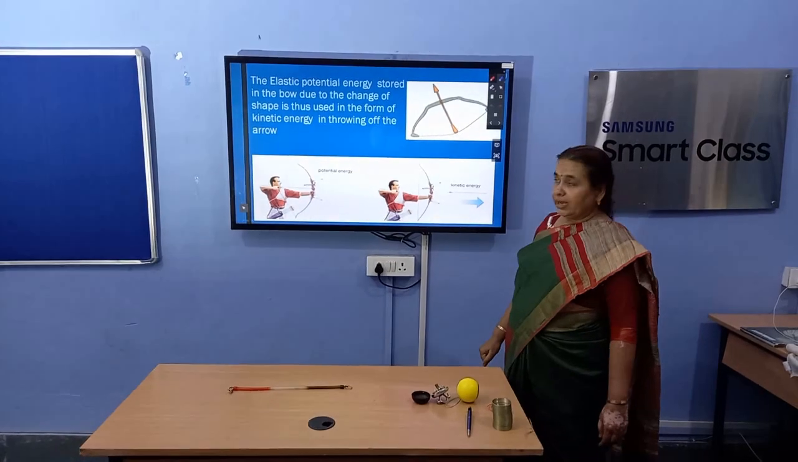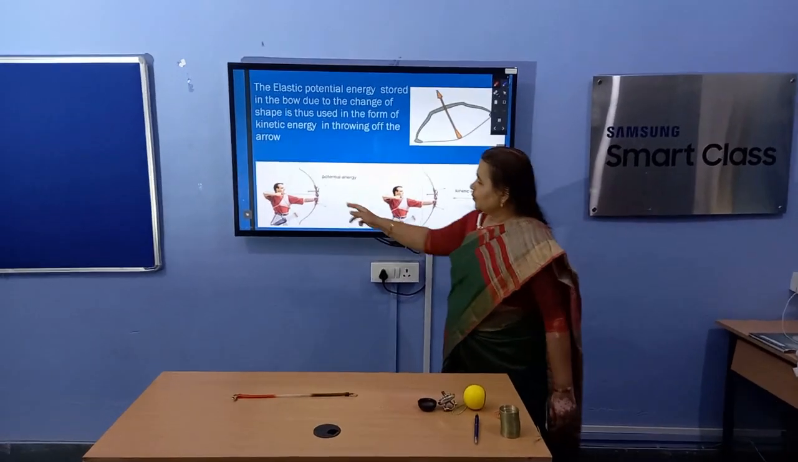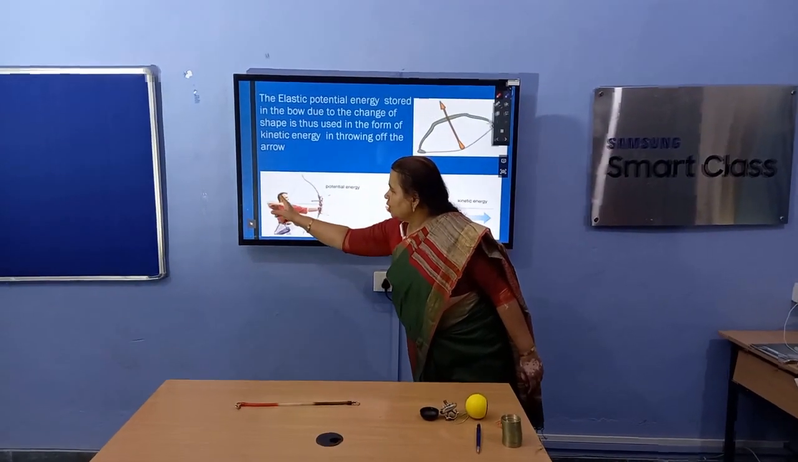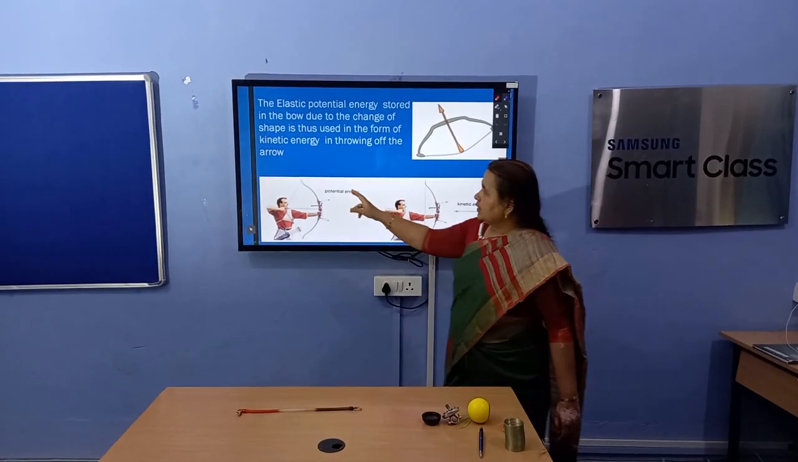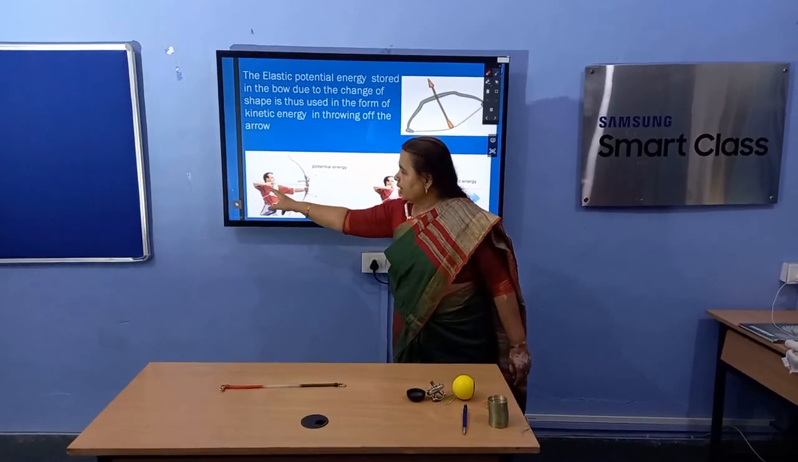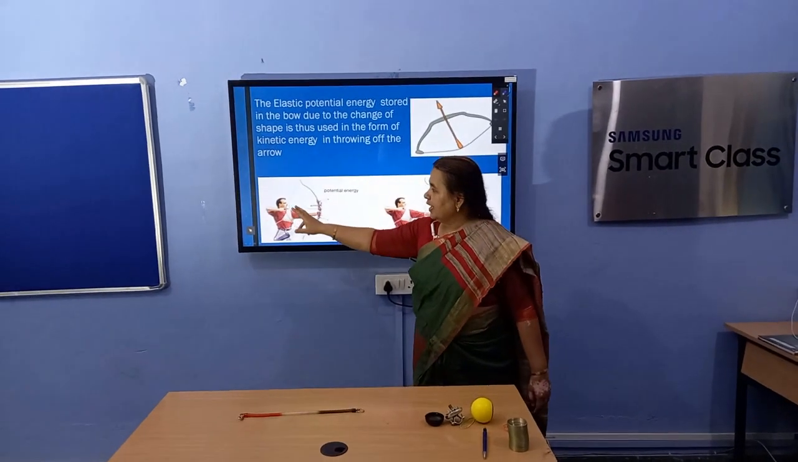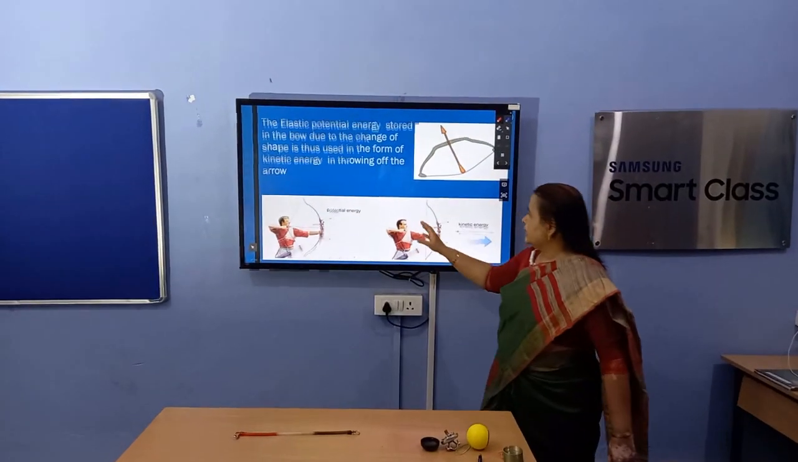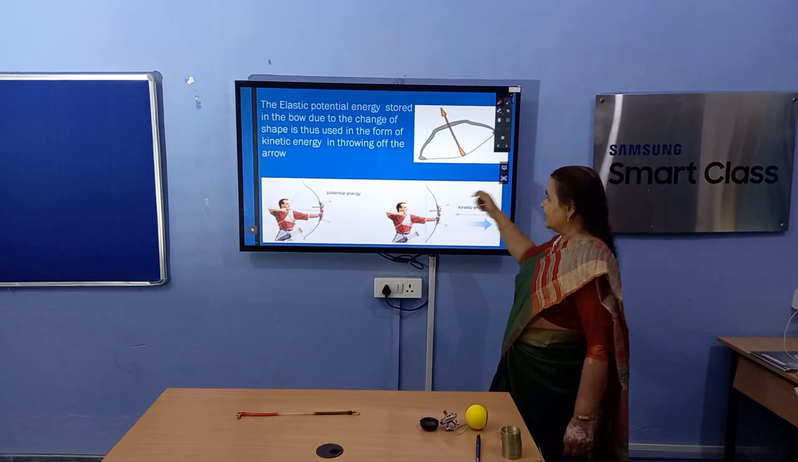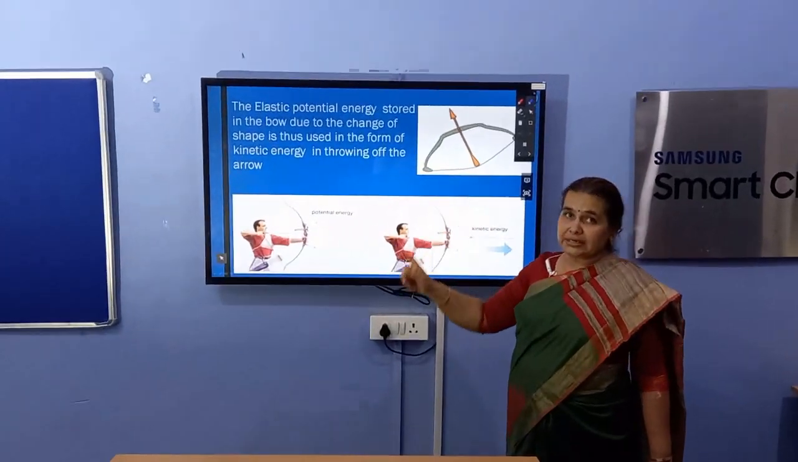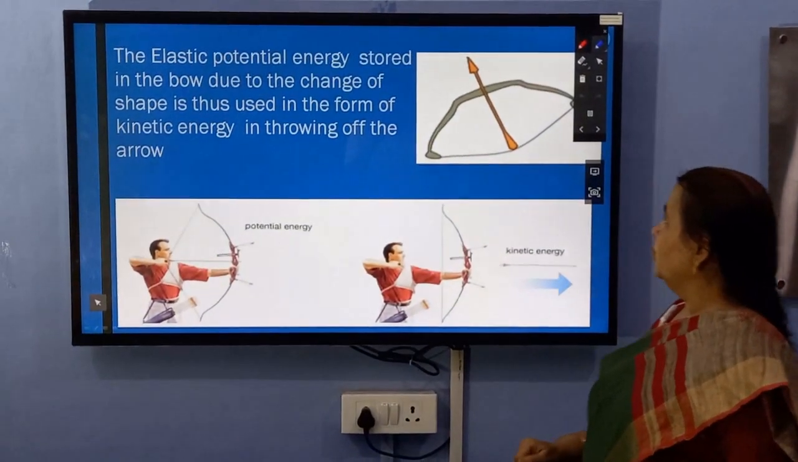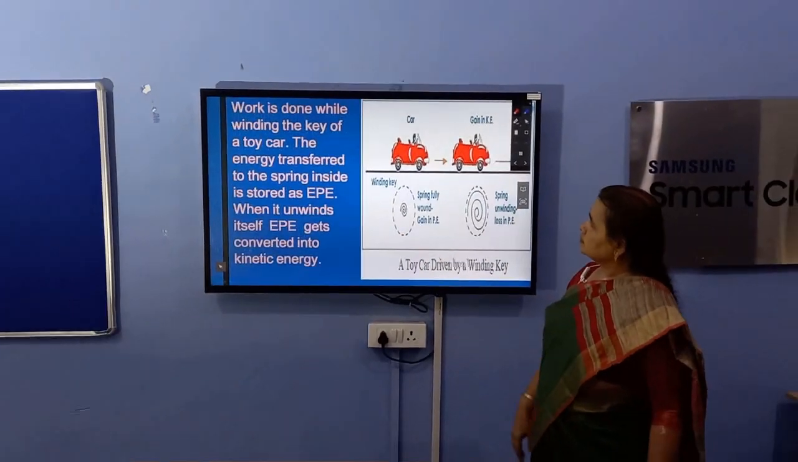Example of bow and arrow. If we pull the string of this bow, the work done by this man gets converted into potential energy, and when he leaves it, the arrow moves due to the elastic potential energy stored in the bow.